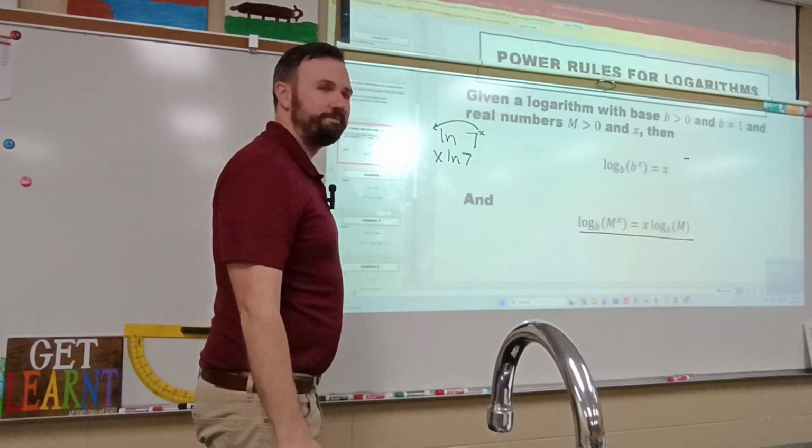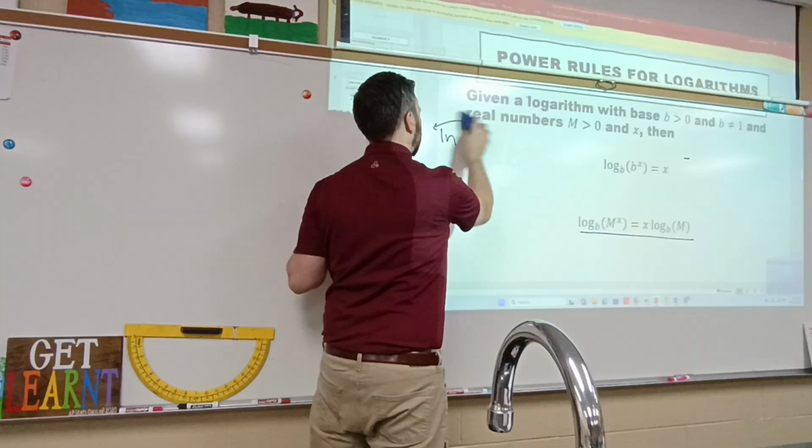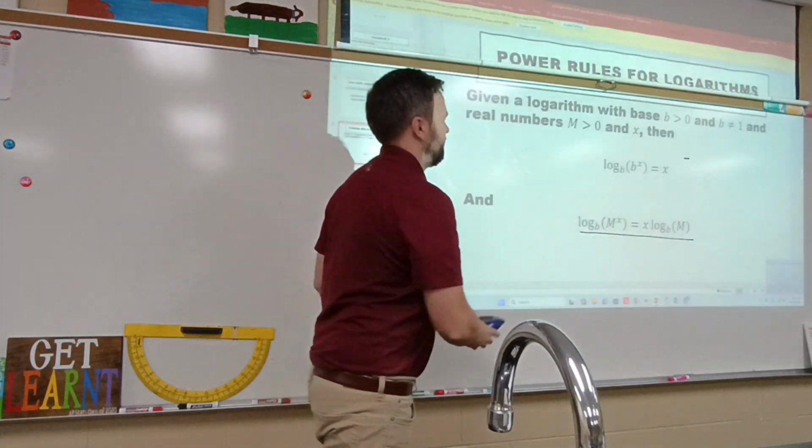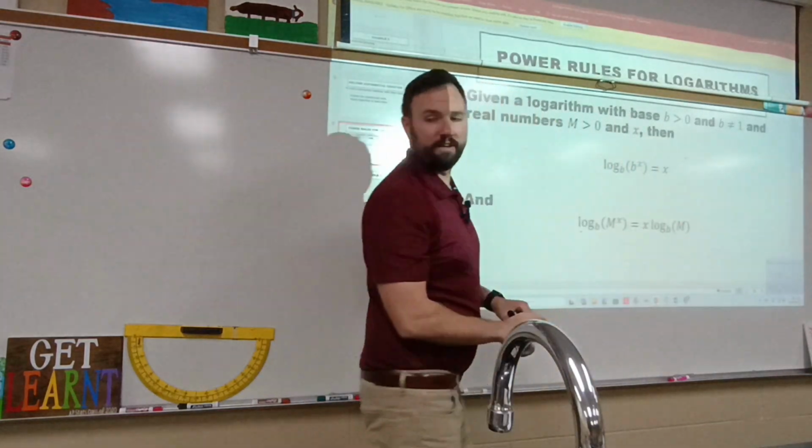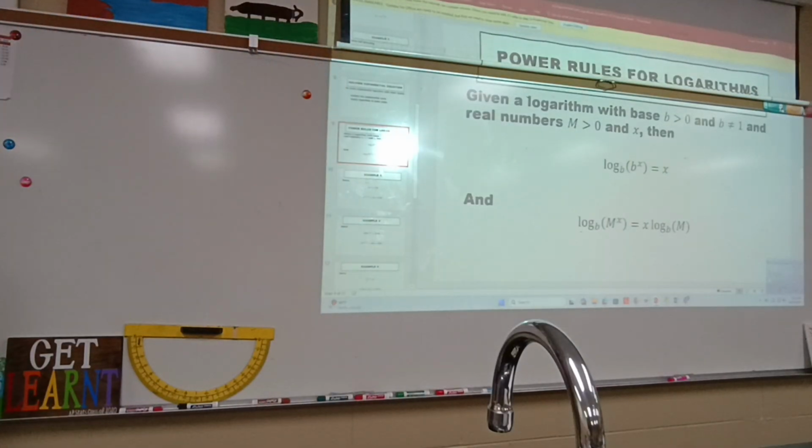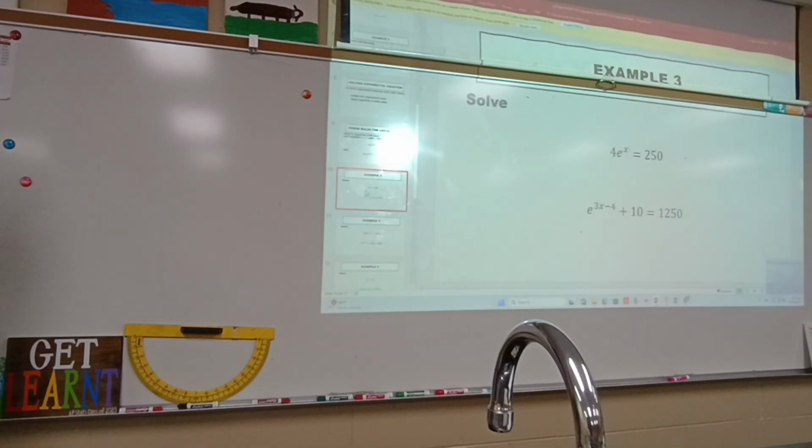That's a log. That's the natural log. Nice piece of oak. Just kidding. I don't like to build out of oak. All right, let's solve these beasts.